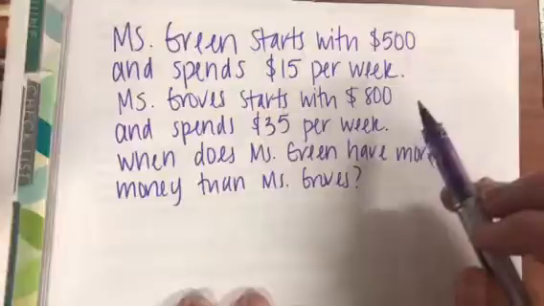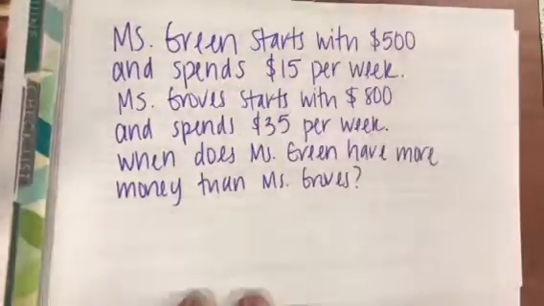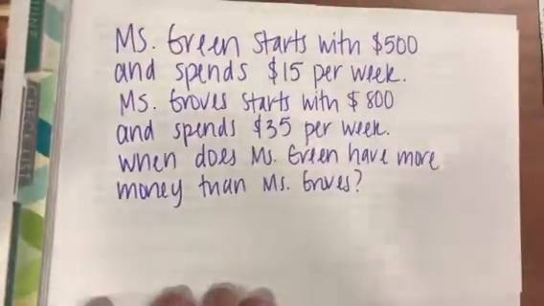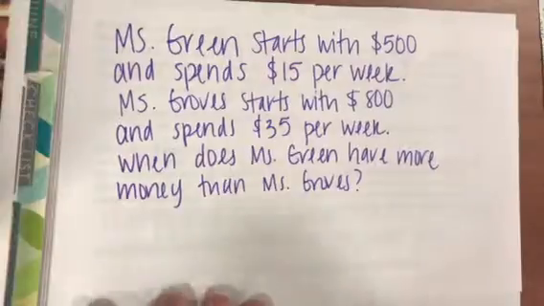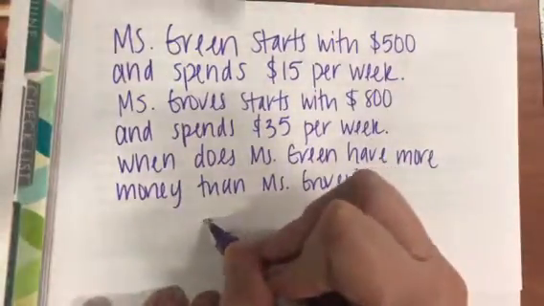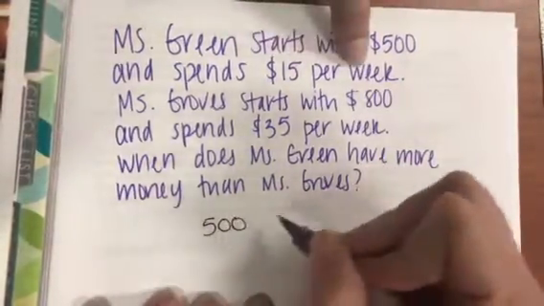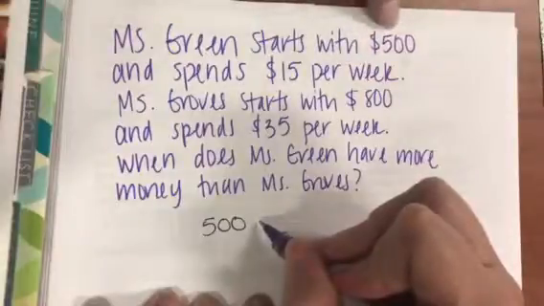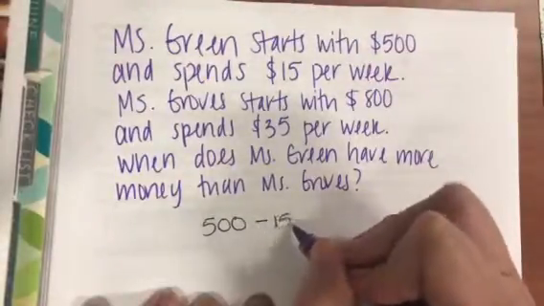So we've got $500 and spends $15 per week. What would that side of the inequality be? So 15 per week, that's going to be my 15x plus that 500. However you want to write it.